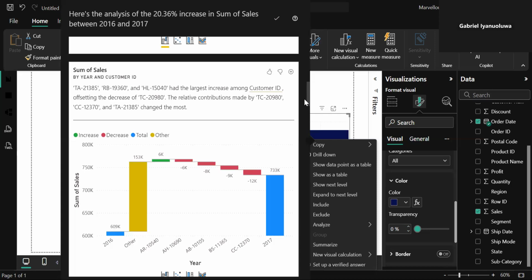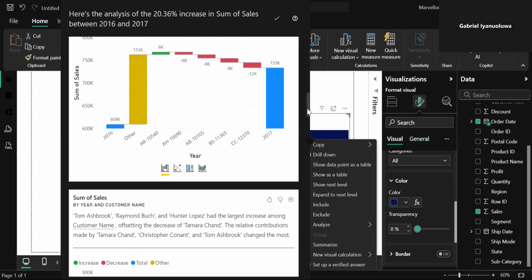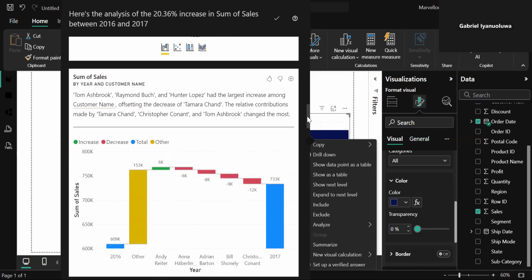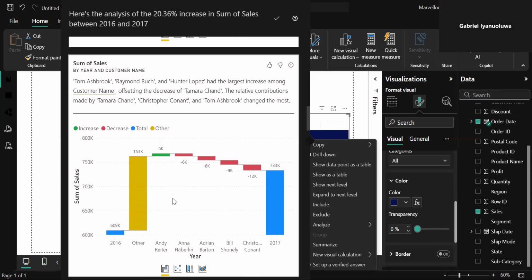Now, by customer ID, it is telling us that this customer and this customer are the largest increase among customer IDs. So it was even telling us those customers that really contributed; by the time you move down, you are going to see customer name. They will explore with customer name. That's their customer ID. Let's see those customers. So we are able to see those customers here: Tom Ashbrook, Raymond Burch, and Hunter Lopez are the largest increase among customer names.